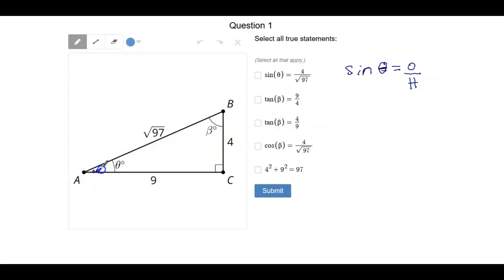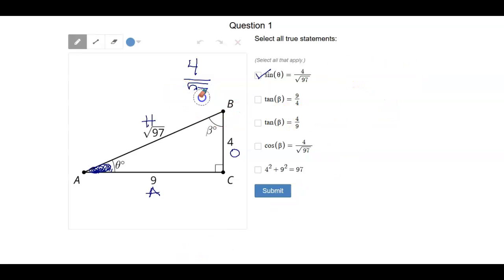So if we are working with theta, we know that this is our hypotenuse. This is always going to be our hypotenuse. Opposite from theta is our opposite, and so then this would be our adjacent. So if we're talking about sine of theta, the opposite of theta would be 4, and the hypotenuse would be the square root of 97. And so this one would work.